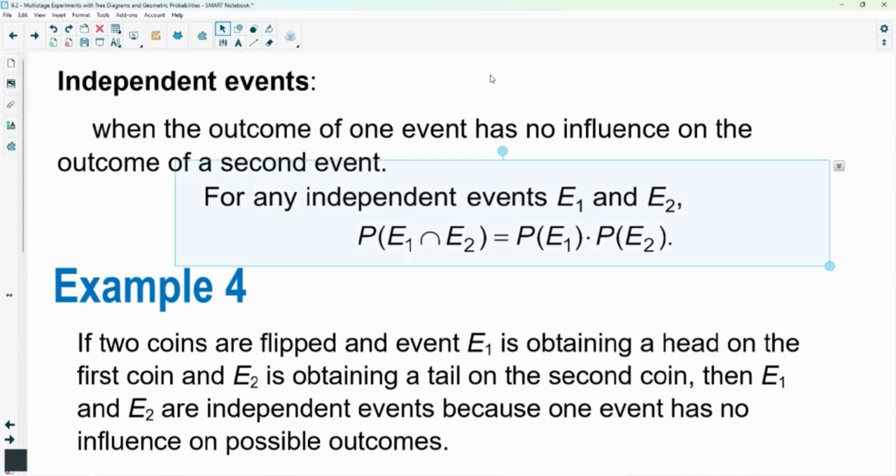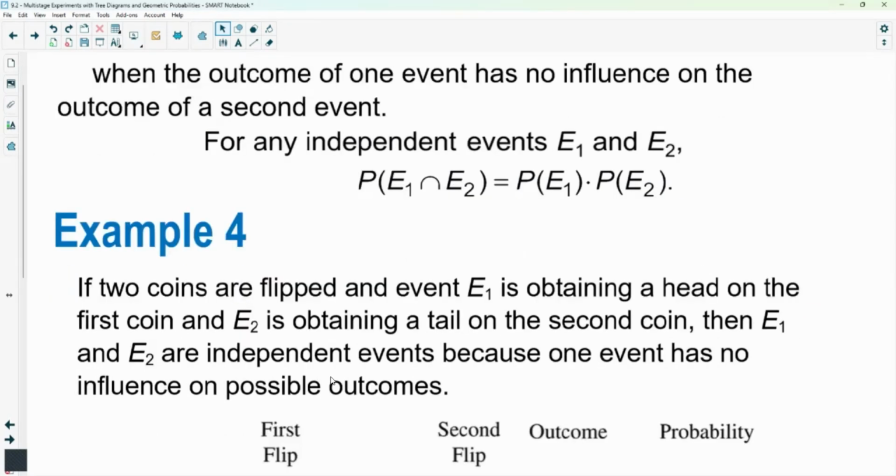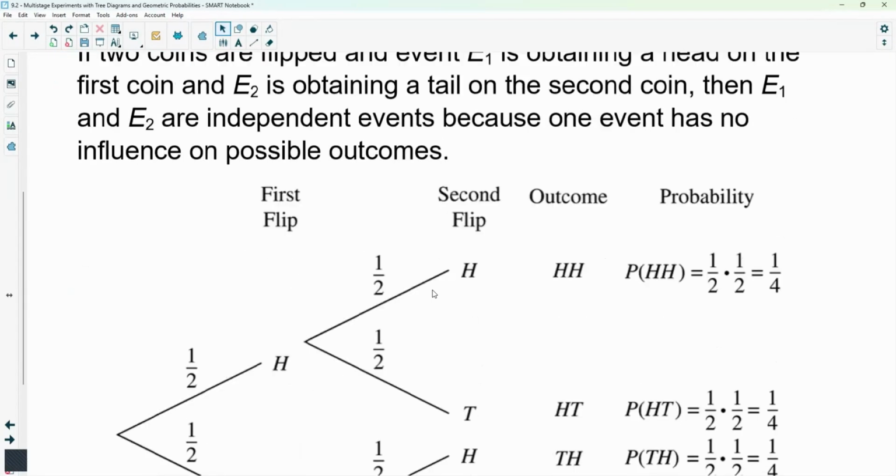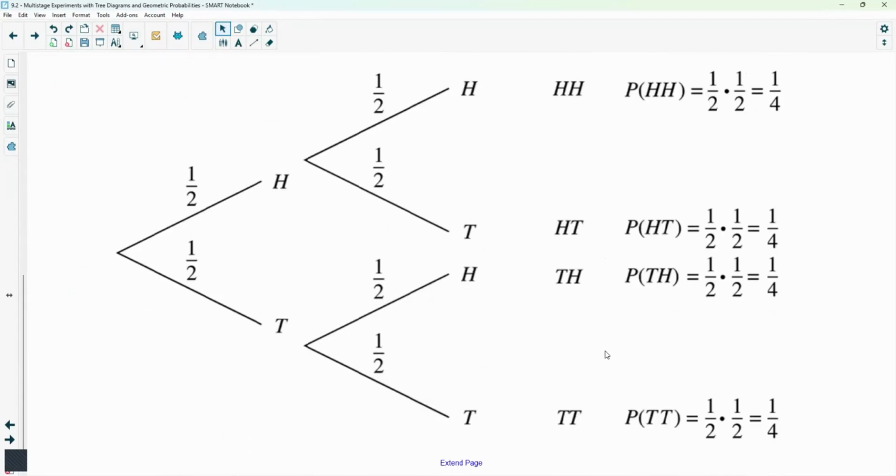So as you see, some things are independent. They're not influenced by whatever happens in the first one. Doesn't matter what happened in the second one. And some are not. If they're independent, like when you draw the first ball is independent from drawing the second ball, that's when we multiply the pathways. Okay. So in this one, it says if two coins are flipped, and event 1 is obtaining heads on the first coin, and event 2 is obtaining a tail on the second coin, then event 1 and 2 are independent events because one event has no influence over the second one. Right, so this is just like the one you had in your workbook.